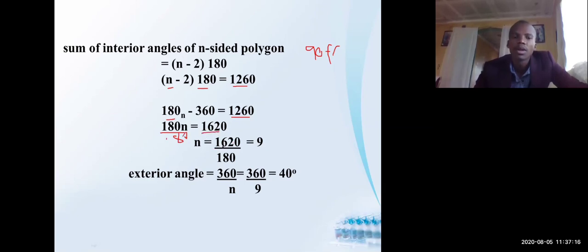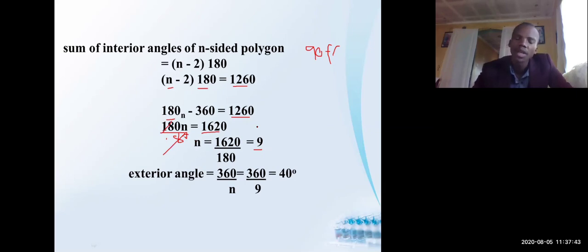So 180 will cancel that. Then n will give us 1620 divided by 180, which is equal to 9. So that is it. Now we have gotten the value of 9 as the number of n, that is the number of sides.